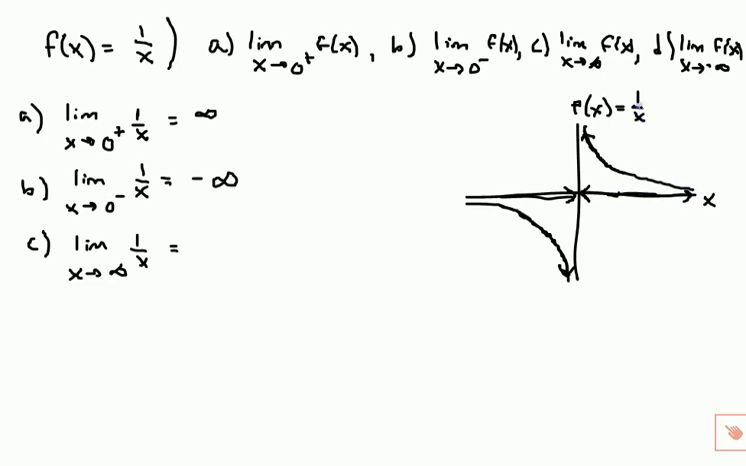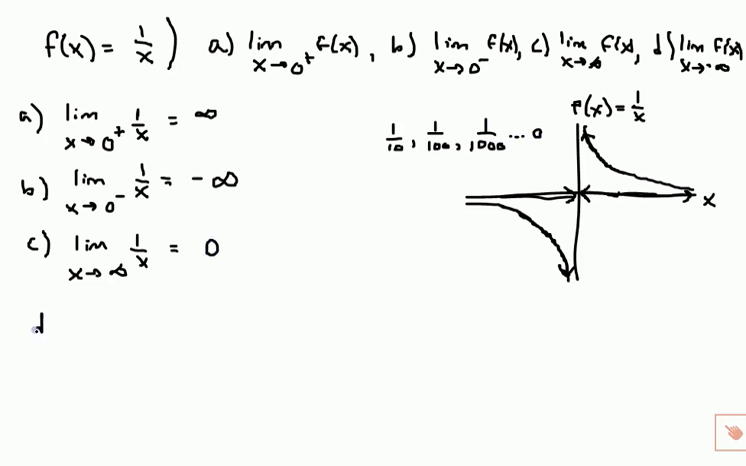You can imagine the function 1 over x, as x gets bigger and bigger. You have something like 1 over 10, 1 over 100, 1 over 1,000. As x gets larger and larger, the denominator gets larger and larger. And each time you're dividing 1 by a larger and larger denominator, that's going to get closer and closer to 0. So this limit is equal to 0.